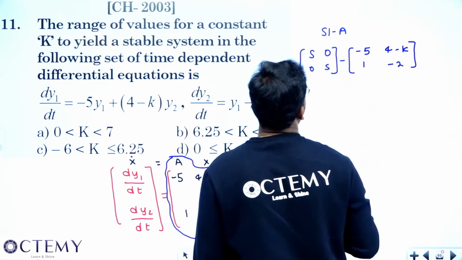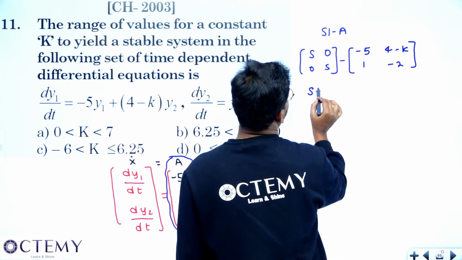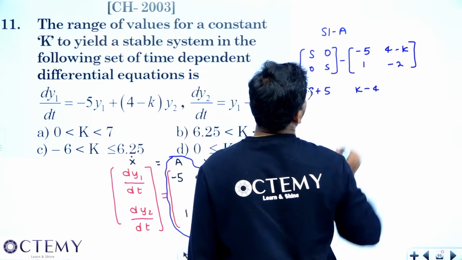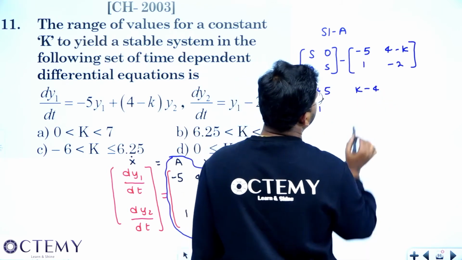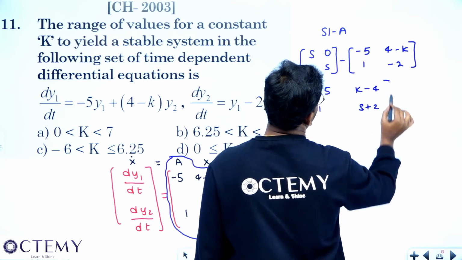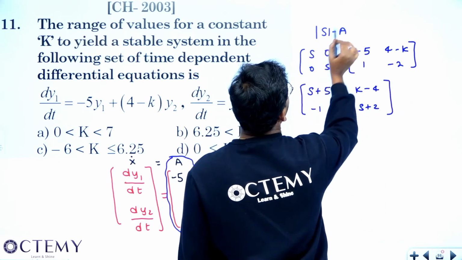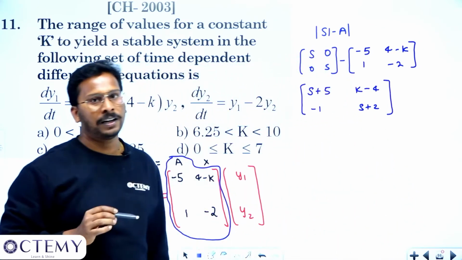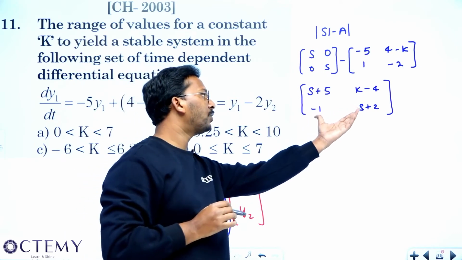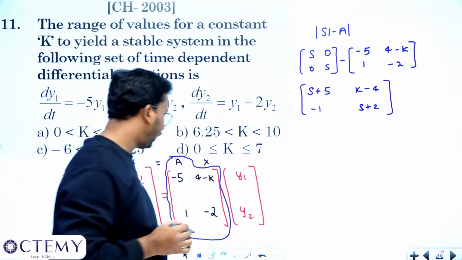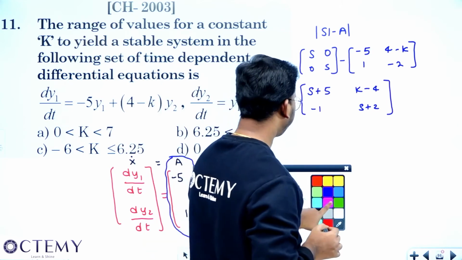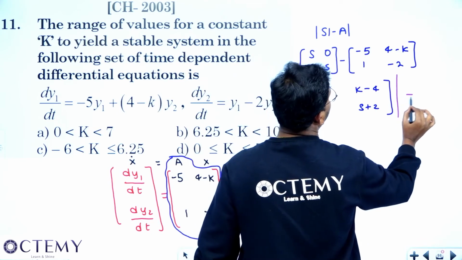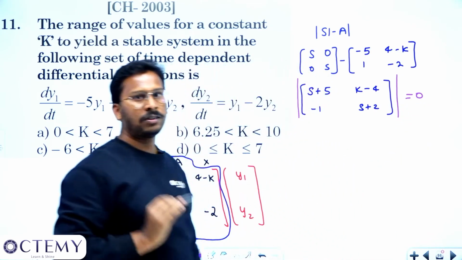Now, this sI minus A will become like this, sir: s plus 5, and this will become k minus 4, and this will become minus 1, and this will become s plus 2. This is the matrix. Now, for the system to be stable, the roots of this should be on the left hand side of the s-plane. So to do that, what we'll do? You have to find the determinant of this and make it equal to 0. That is called the characteristic equation or auxiliary equation.